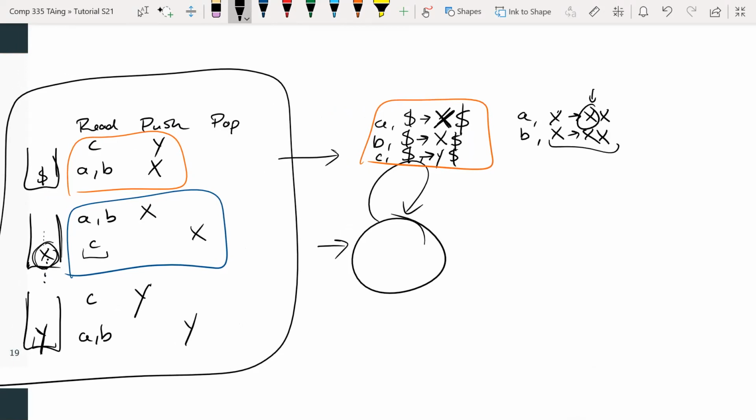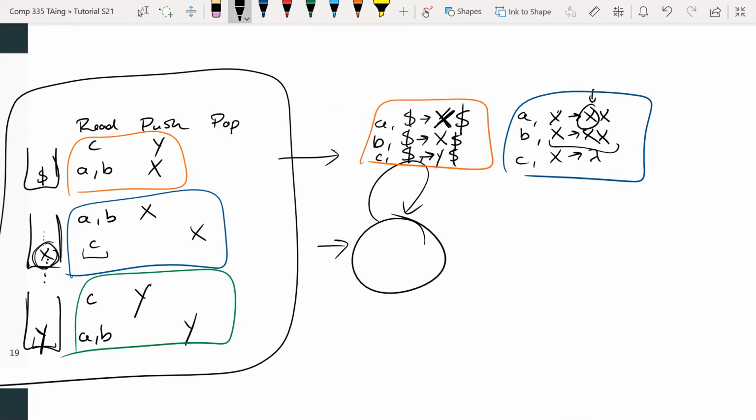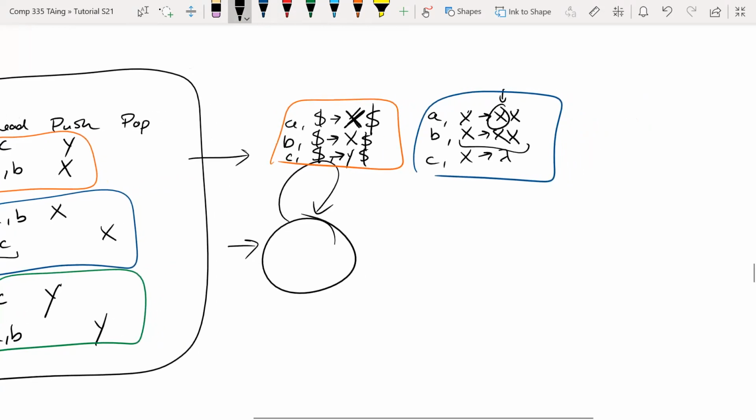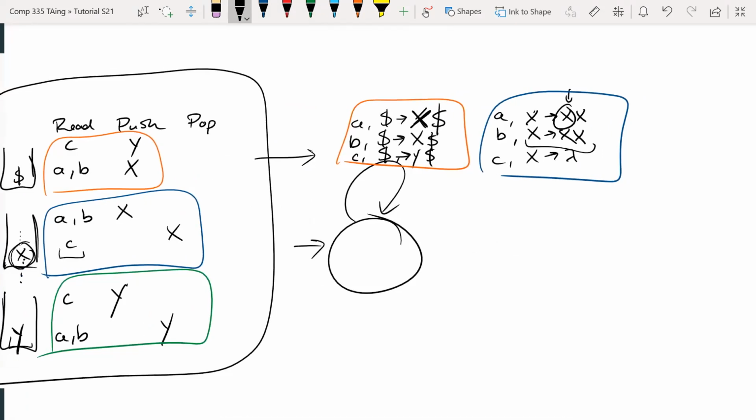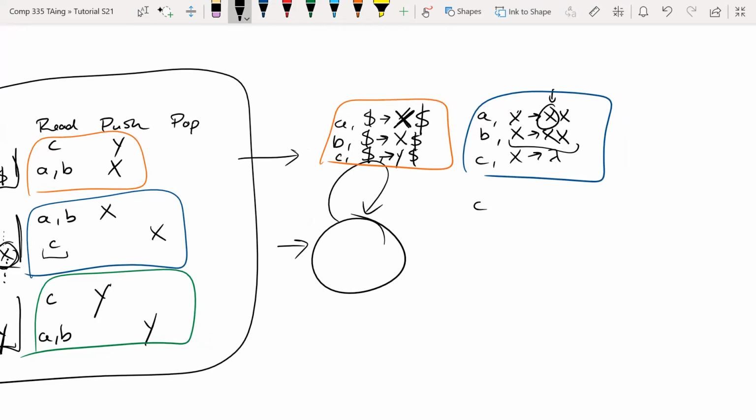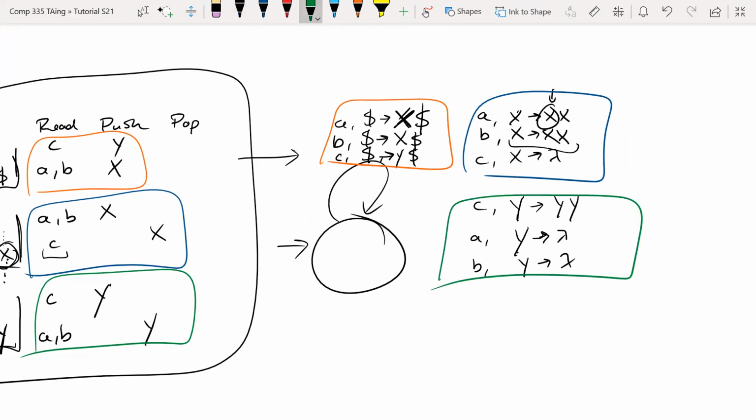So this is what I mean by push an X. Then if I have a C and I have an X, I'm going to pop it. Right, so this is for this guy. Okay, yeah, that's the answer I was looking for. Yes, thank you, Jonathan. So then the last thing here is just doing the same thing for C. So if I have a C and I have a Y, then I'm going to push another Y. But if I have an A or a B, I'm going to pop it. Right? Okay.